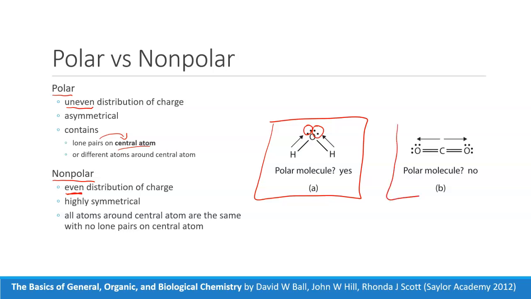And if we look at the second example here, notice how you do not have any lone pairs on the central atom. You have lone pairs on the oxygen, but those don't count. Okay, we're looking specifically at this carbon in the middle. And the fact that there are no lone pairs on that carbon and that both atoms attached to the carbon on either side are an oxygen atom, that means that you have a non-polar molecule. Okay, so if you're not polar, you're non-polar.